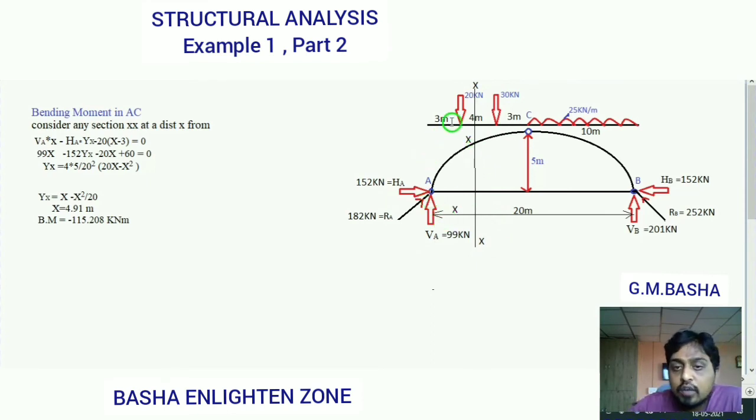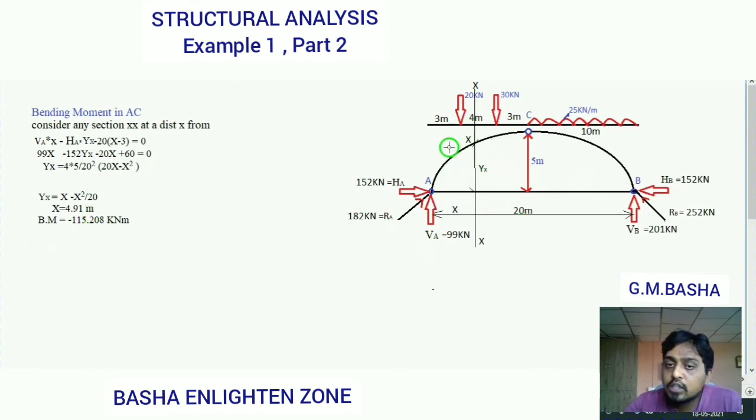So, resolving entire moments about here, the rise will be yx only. Consider this point also yx. This yx will be taken from the bottom line to this arch crown point. So what is the formula for this one? yx equals 4r by l square into x into l minus x.